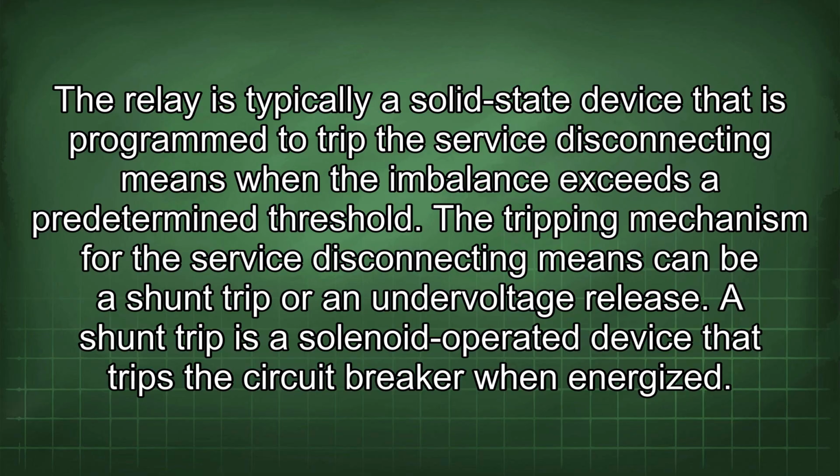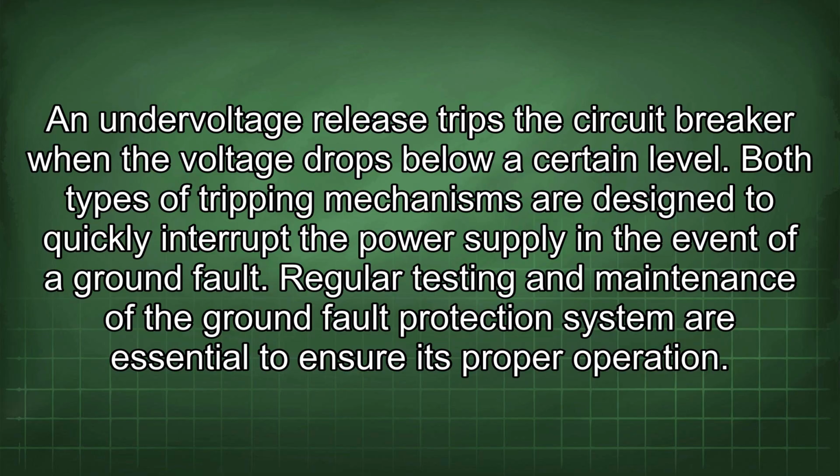A shunt trip is a solenoid-operated device that trips the circuit breaker when energized. An undervoltage release trips the circuit breaker when the voltage drops below a certain level. Both types of tripping mechanisms are designed to quickly interrupt the power supply in the event of a ground fault.